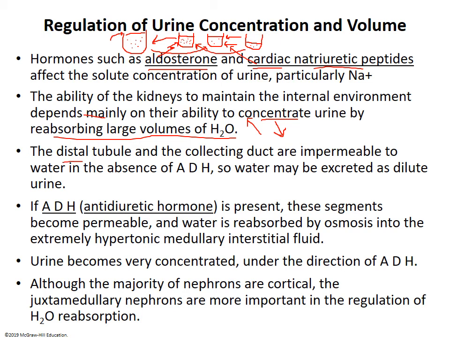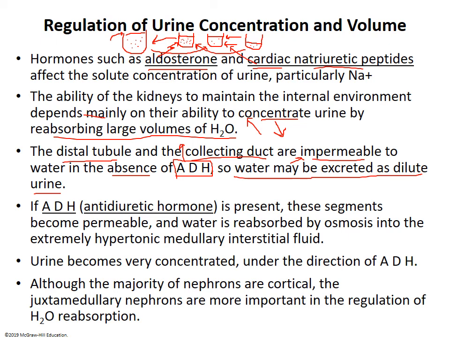So the distal convoluted tubule and the collecting ducts are impermeable to water in the absence of antidiuretic hormone. Remember, antidiuretic hormone means no peeing. So antidiuretic hormone is all about reabsorbing water. If it's not present, the distal convoluted tubule and the collecting duct are impermeable to water, so water is going to be excreted as dilute urine. I hope that's making sense. I wish I was able to be in front of y'all to see the expression on your faces so I can tell if you're getting that. Because it's really simple, but it's a complicated explanation.